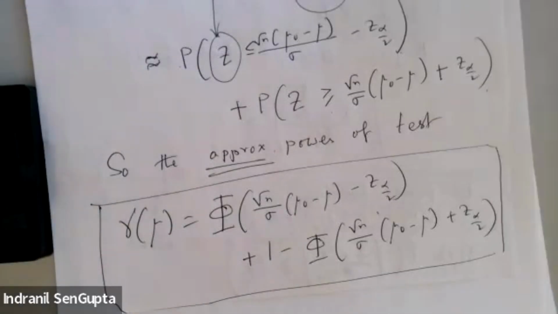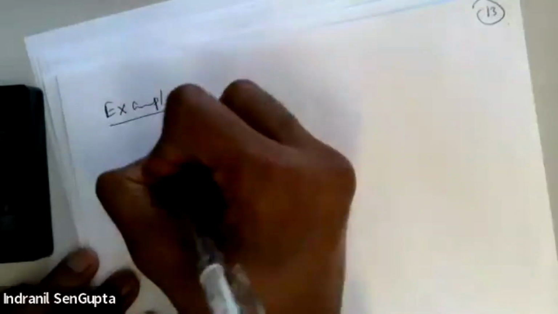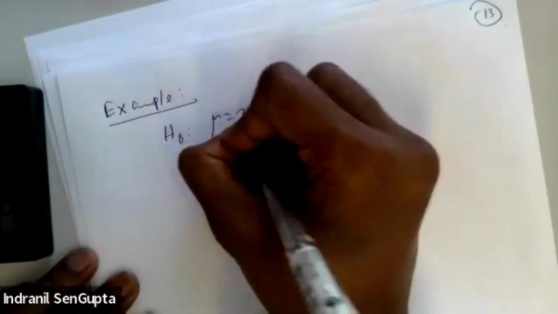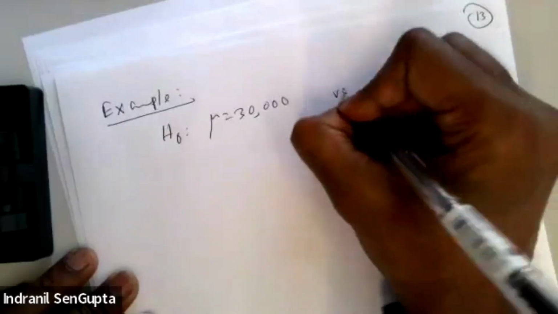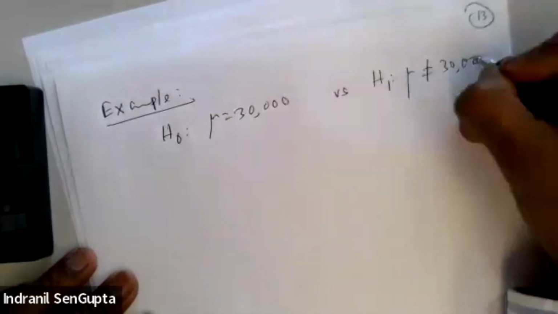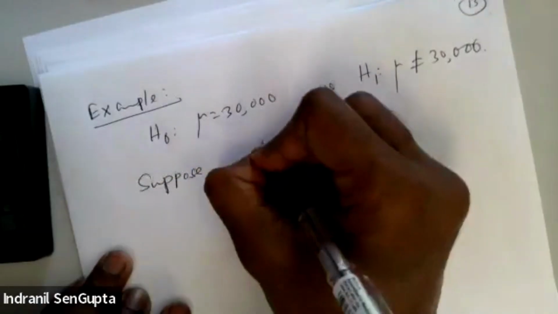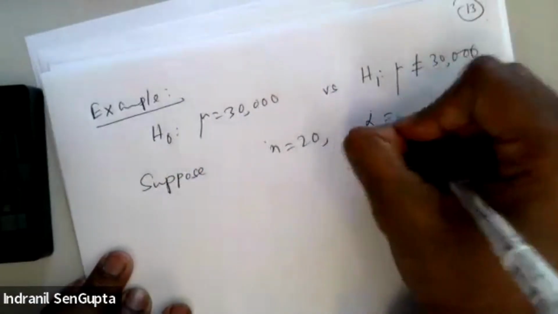Let's do a quick example. Suppose we are choosing an example. Say we have H0, which is mu equals 30K, versus H1, which is mu not equal to 30K. Two-sided. Suppose we have n equal to 20 and alpha equal to 0.01.